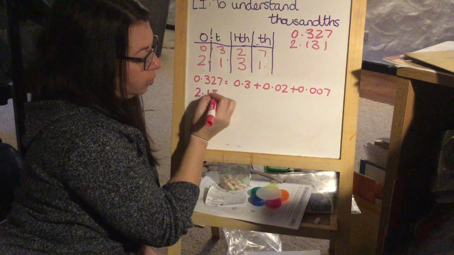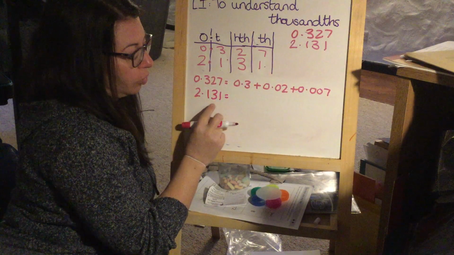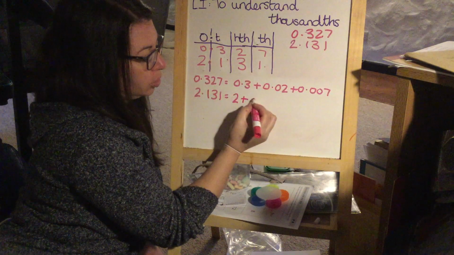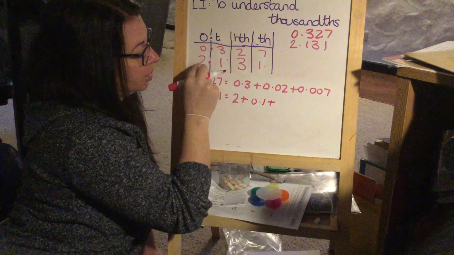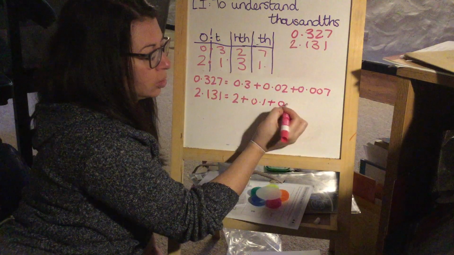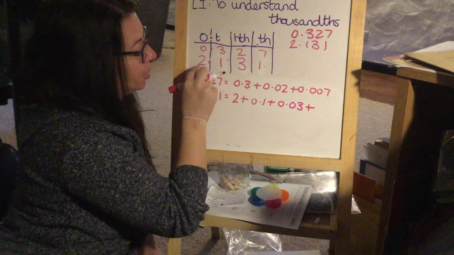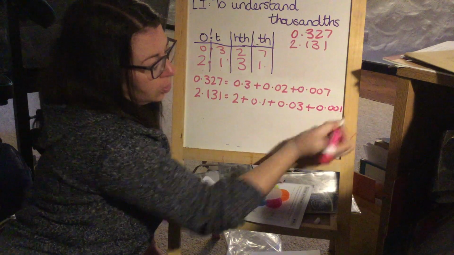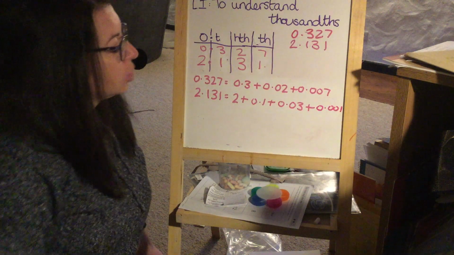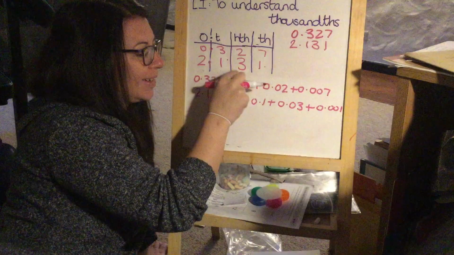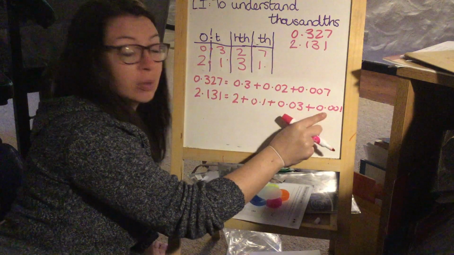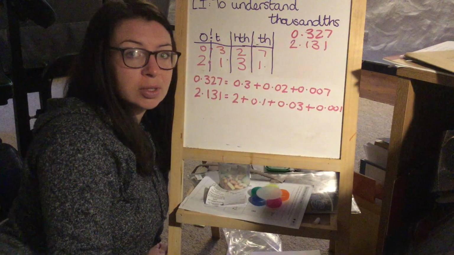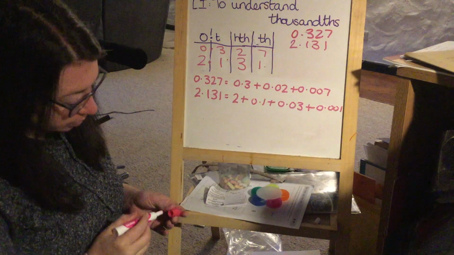The same for 2.131. We have 2 plus 0.1 plus 0.03 plus 0.001. 0.001 just fits on the end. So all you're doing is breaking down each column into its individual amount, individual worth. And if you added it all together, you still get the same amount. So that's the second part of today.